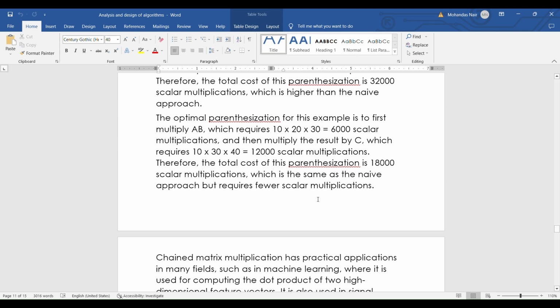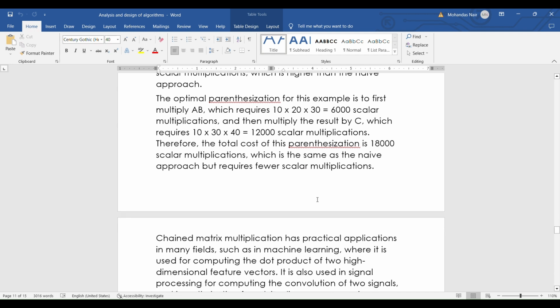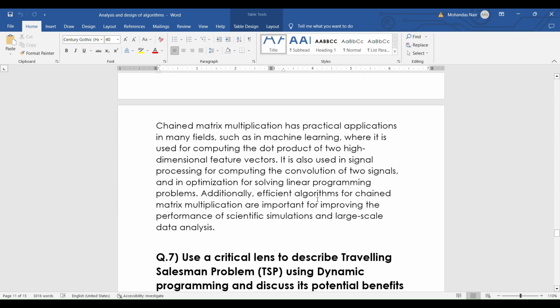The optimal parenthesization for this example is to first multiply AB, which requires 10 cross 20 cross 30, that is 6,000 scalar multiplications, and then multiply the result by C, which requires 10 cross 30 cross 40, that is 12,000 scalar multiplications. Therefore, the total cost of this parenthesization is 18,000 scalar multiplications, which is the same as the naive approach but requires fewer scalar multiplications.